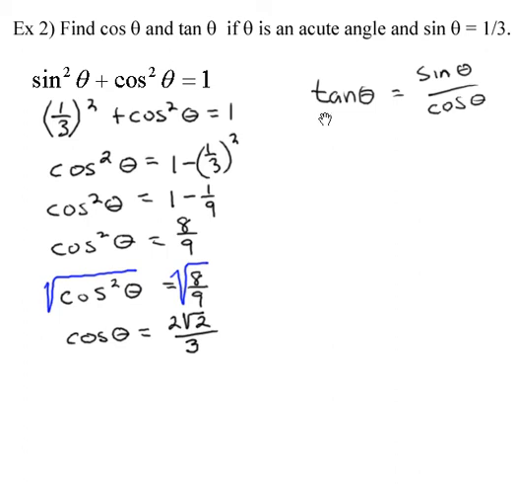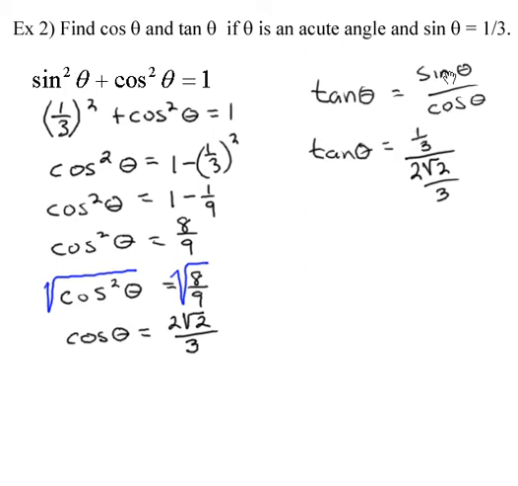Let's use one of our other trig identities now to find the tangent. Tangent is sine divided by cosine. So tangent of theta is sine theta divided by cosine theta. We were told the sine of theta. We calculated the cosine of theta, and that's why we chose this identity.